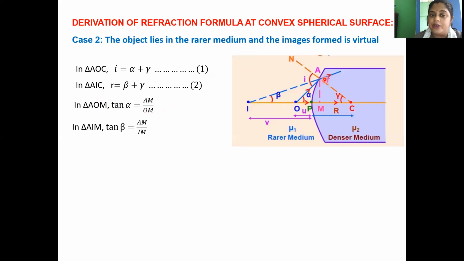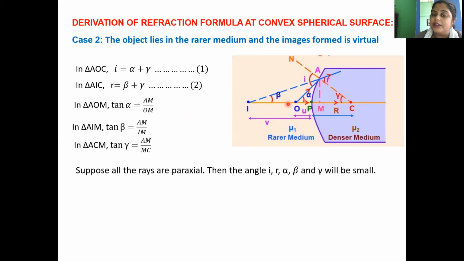Now second, I want to calculate the value of beta, and for this I have taken triangle AIM, and from this triangle we can write tan beta equal to AM by IM, that is perpendicular by base. Similarly, I have written tan gamma from triangle ACM, that is tan gamma equal to AM by MC. Now I have already told that alpha, beta, gamma are very small angles, because all the rays are paraxial, so alpha, beta, gamma and i are small. So for a small angle, we can write tan alpha equal to alpha, tan beta equal to beta, and tan gamma equal to gamma.